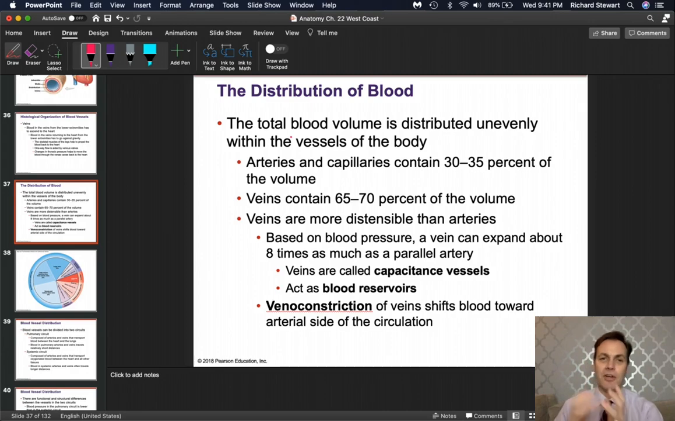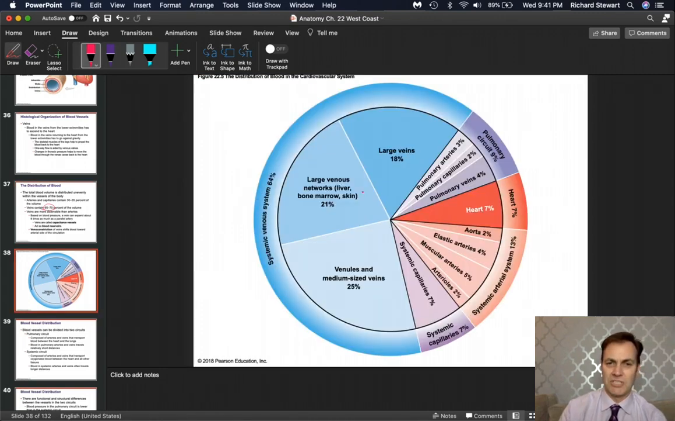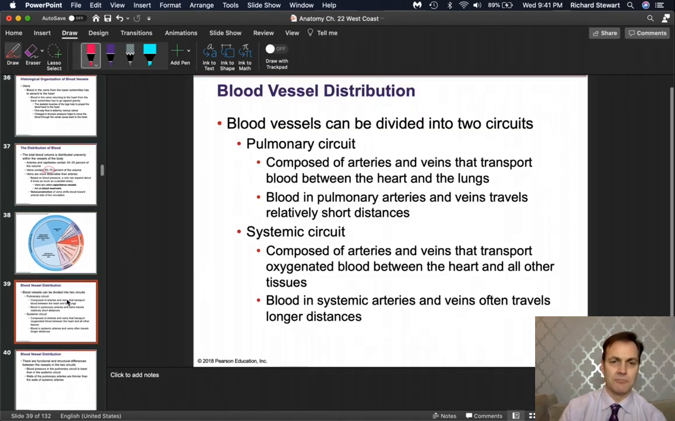Okay, so distribution of blood. I just finished telling you where blood can pool up in the legs. That's because our veins contain 65 to 70% of our blood volume. Our arteries only have 30 to 35% because blood is constantly moving in the arteries. Don't worry about that too much.